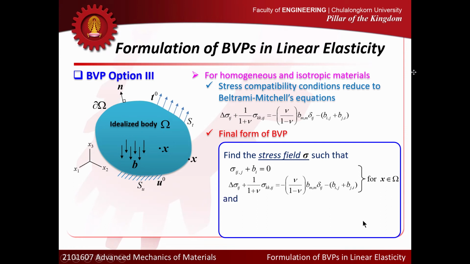On the boundary, the given stress field, or the one that you want to determine, has to satisfy the condition at every point on the boundary. So we have two parts of the boundary, right? On the surface S_U, we know the displacement field, so we know u_0. In this case, the stress field has to generate a displacement field that satisfies this condition at every point x on the surface S_U.